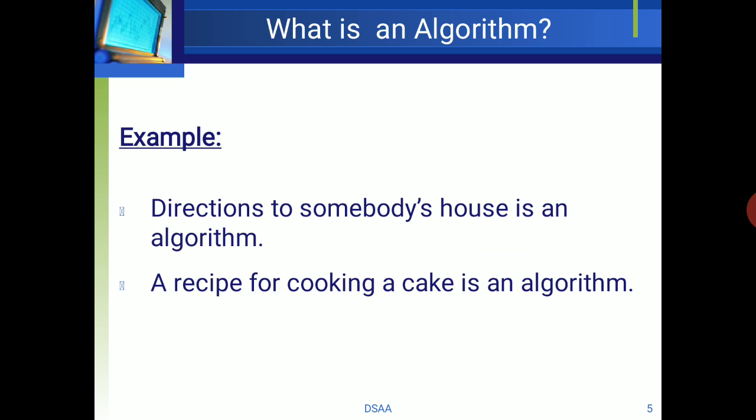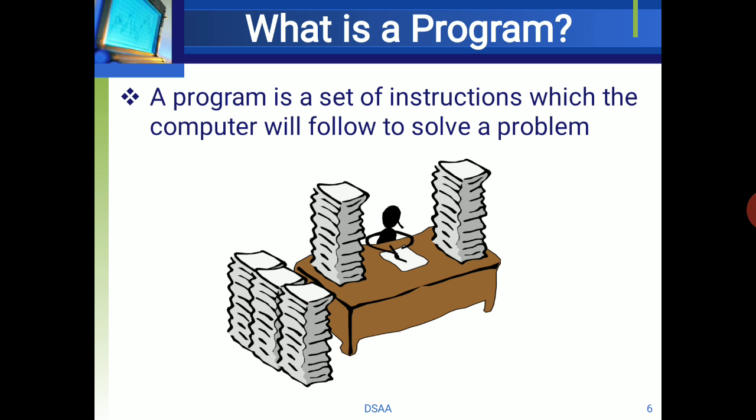Another example I have mentioned here is a recipe for cooking a cake. You can see what an algorithm is, the hi-fi terms and all, but it is nothing. Whatever we are doing in our day-to-day life, we are just transforming these scenarios into computational scenarios with the help of computer science. That's it. This is nothing but your algorithm. So now, what is the program? I told you algorithms are the ideas for the program. What is the program?